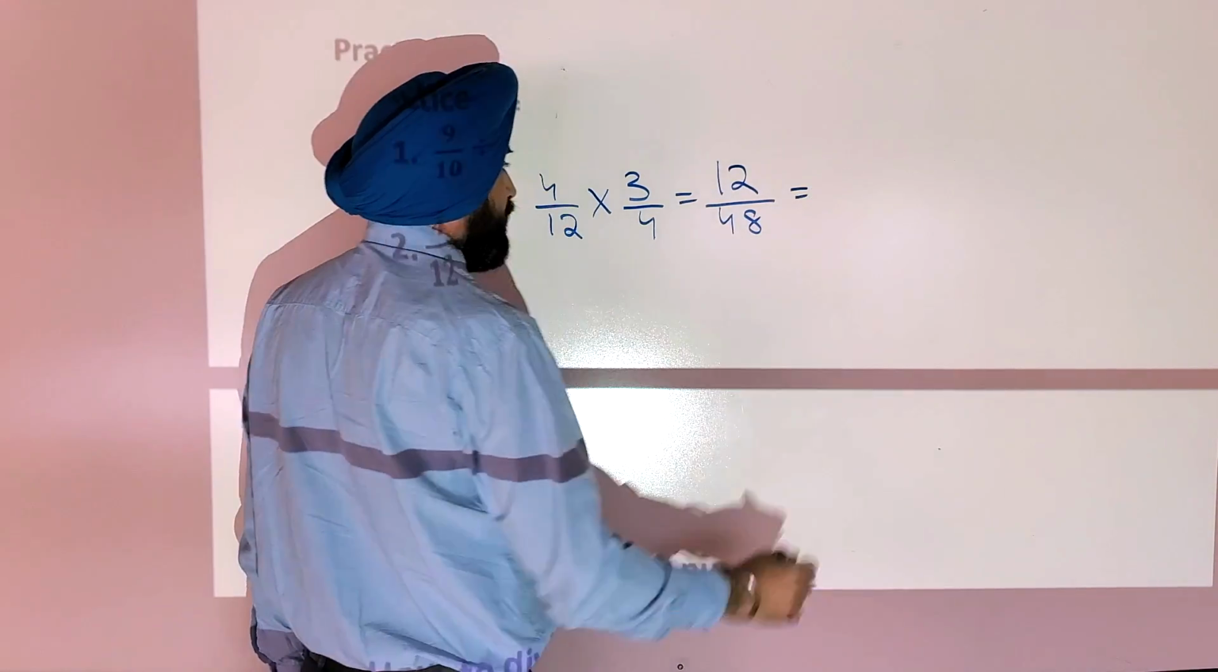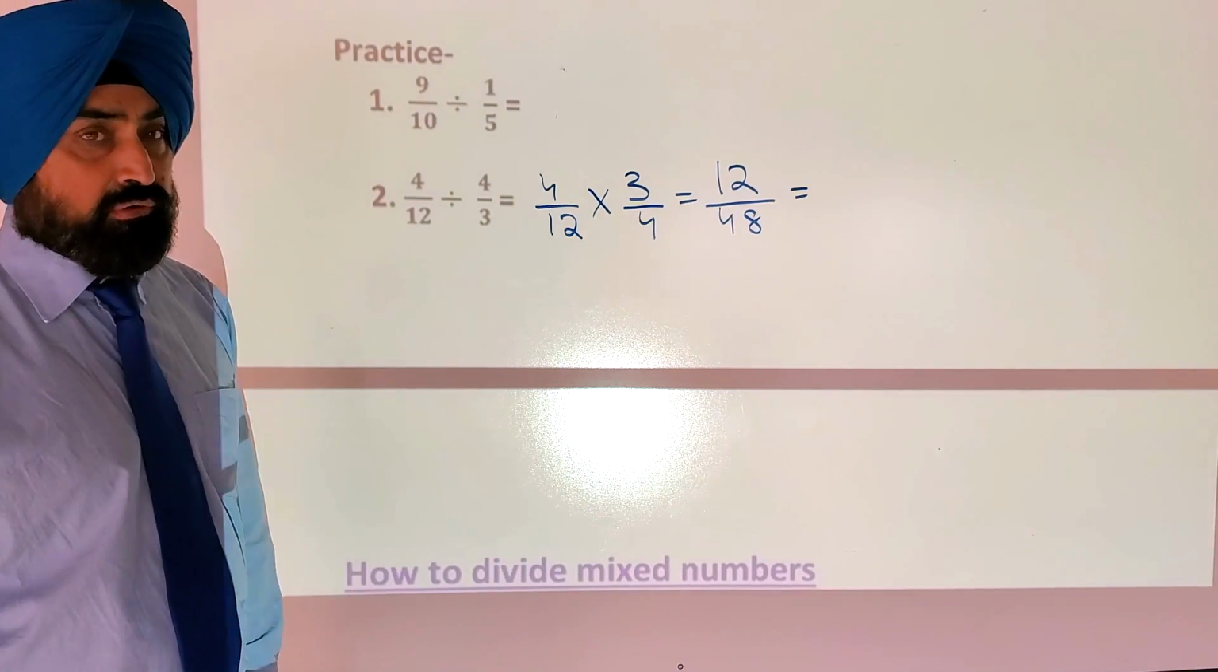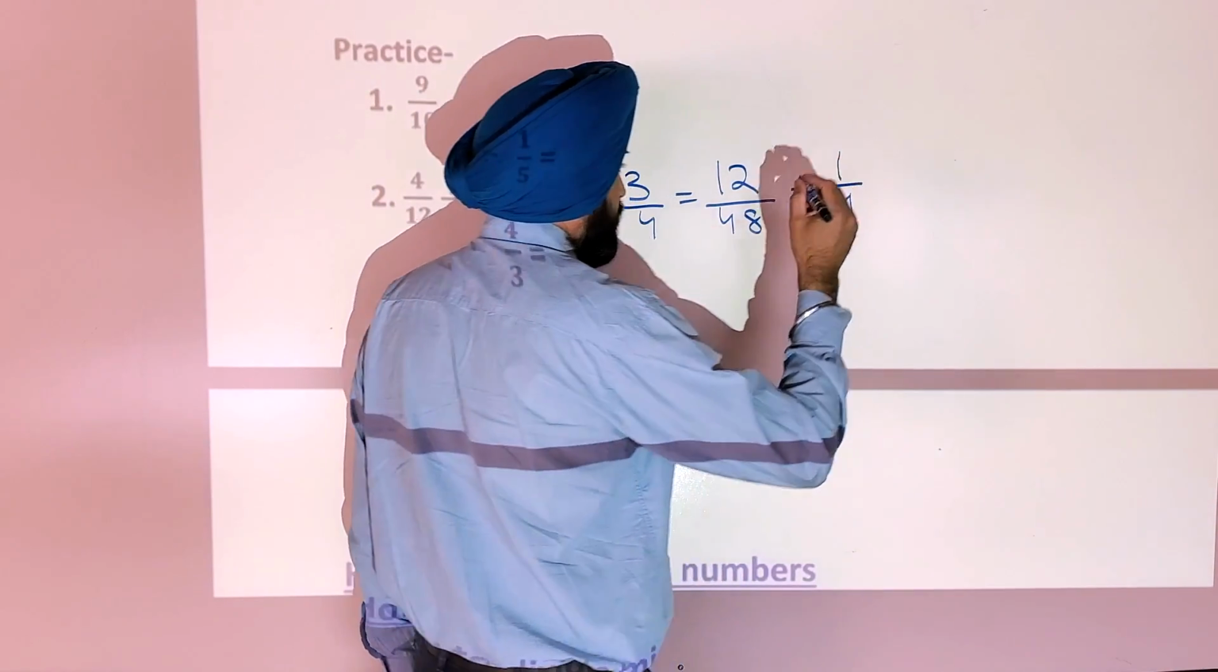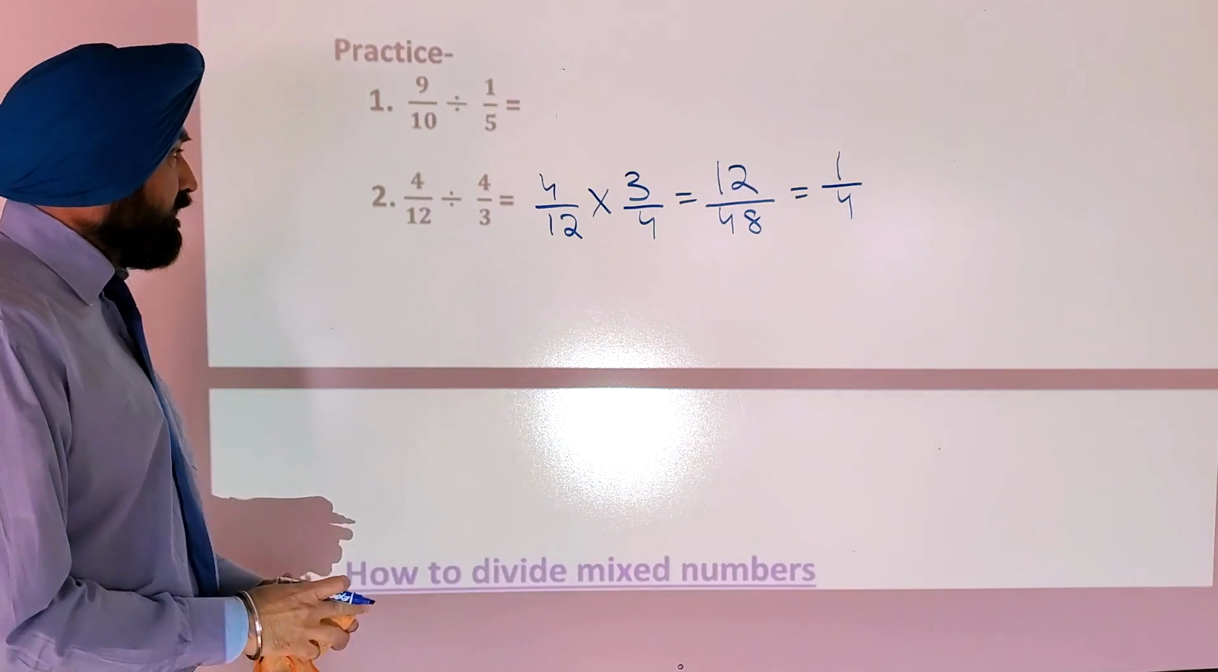Now see if you can reduce it. Both are in the table of 12, right? 12 times 1 is 12. 12 times 4 is 48. So 1 over 4 is the final answer.